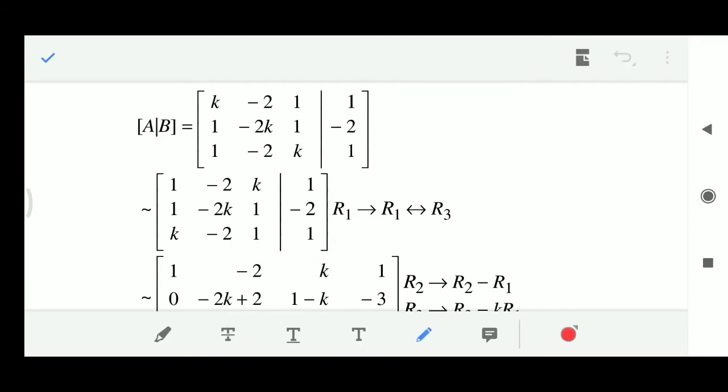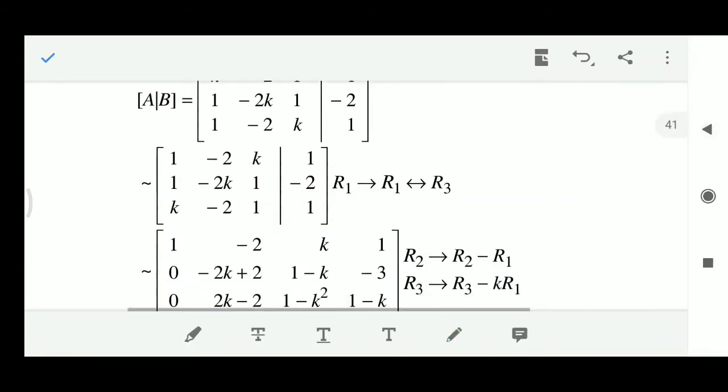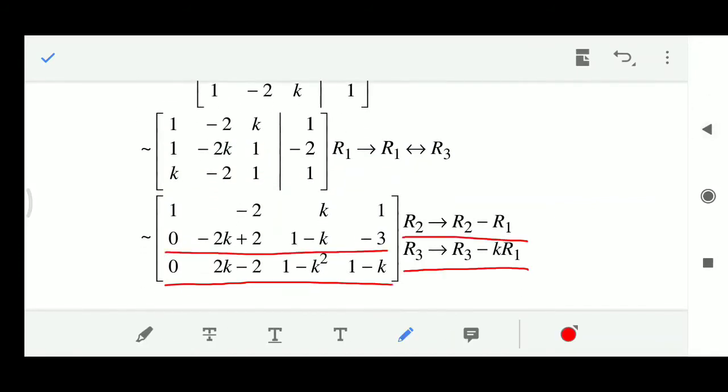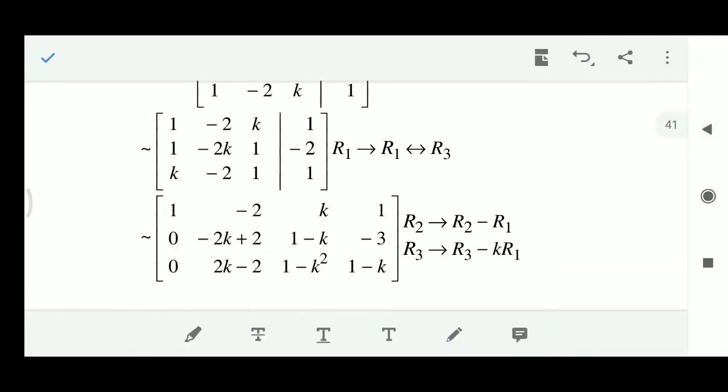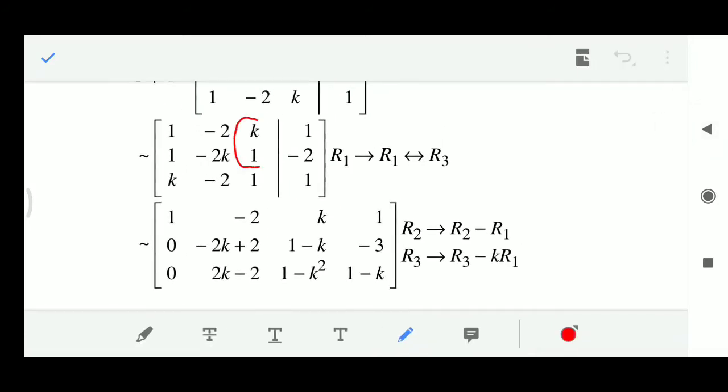Then I have to make the second row first element 0. For that the transformation is R2 implies R2 minus R1, which gives 0, minus 2k plus 2, 1 minus k, minus 3. Now I will show this. 1 minus 1 gives 0, minus 2k minus of minus becomes plus, so you will get minus 2k plus 2, then 1 minus k, then the third one minus 2 minus 1 gives minus 3.